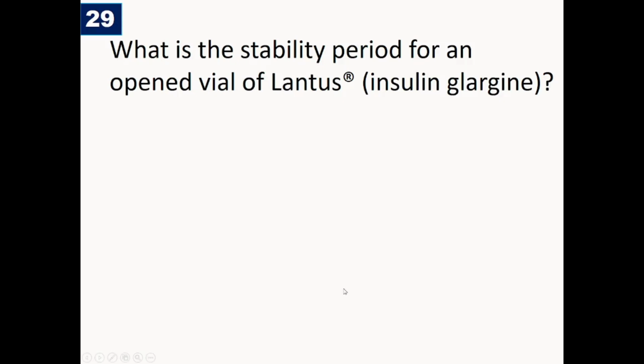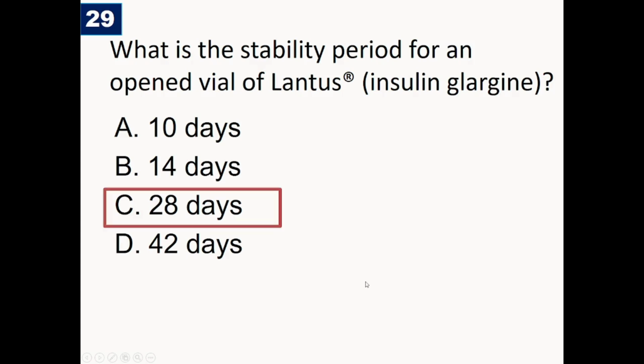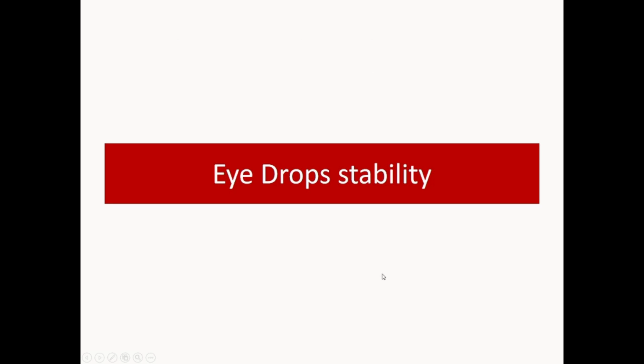Next, what is the stability period for an open vial of Lantus? A. 10 days. B. 14 days. C. 28 days. And D. 42 days. The correct answer is 28 days. Lantus is stored at room temperature for a maximum of 28 days.